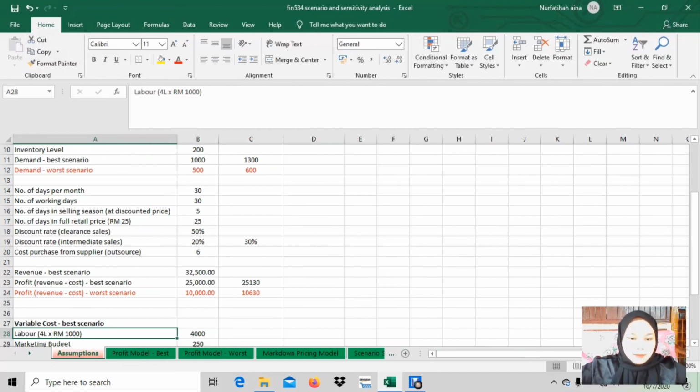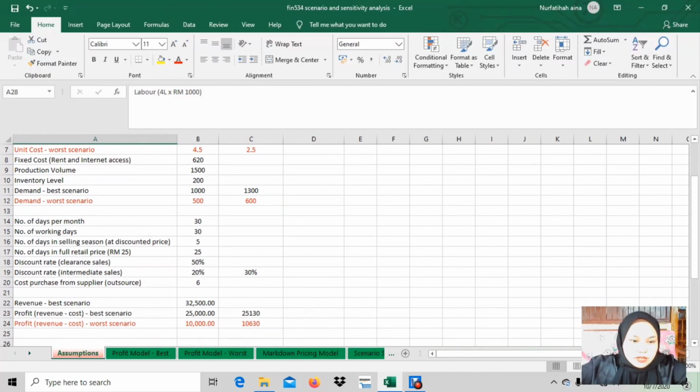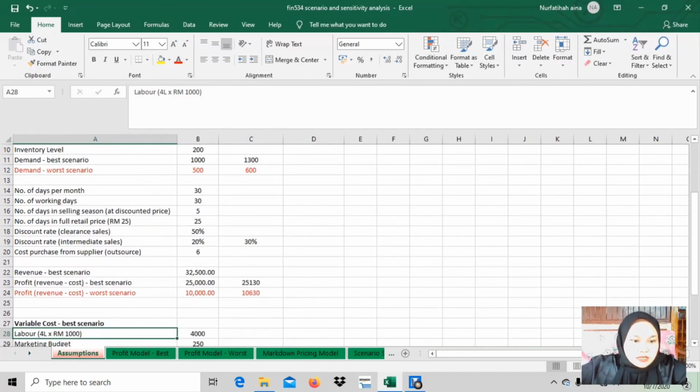But if anything happens in my business, I need to outsource, which means I will take the product from the supplier. My assumption for the purchase cost from the supplier is 6 ringgit, but the best purchase cost from the supplier is actually RM 5. So what I can say is my assumption is not valid. I should revise the demand of my product, the discount rate in the intermediate sale, and the outsourcing cost for me to gain more profit and revenue in my business.